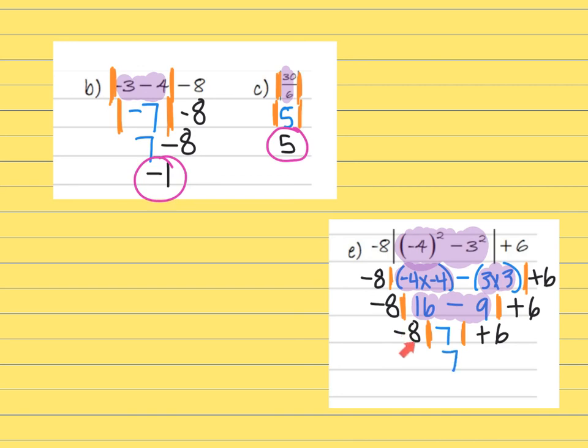Then this negative 8 right up next to these brackets, that means multiply. So I would put negative 8 times 7 and then bring down plus 6. The next thing we would want to do is multiply, which comes before add in order of operations. So negative 8 times 7. Negative 8 times 7 is negative 56. And then I bring down plus 6.